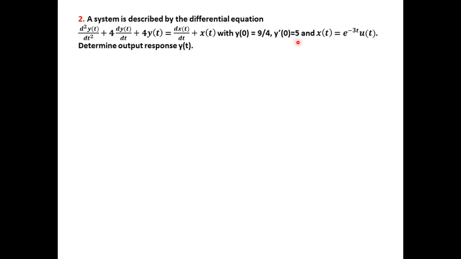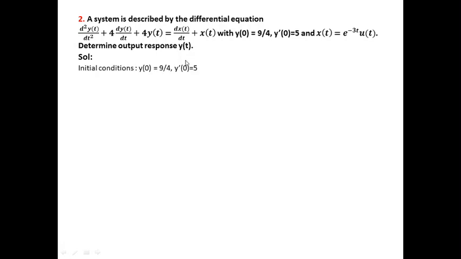In the previous problem, the differential equation was solved without any initial conditions. Here initial conditions are given. This is a type of problem with initial conditions. And the input x of t equal to e power minus 3t u of t. Determine the output response y of t. Hence, we need to determine what is the output response y of t.